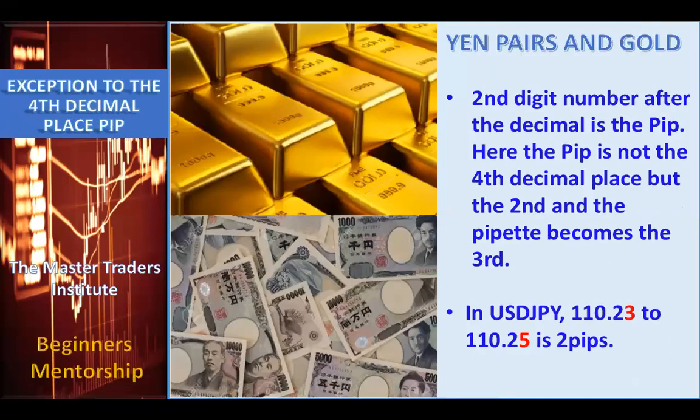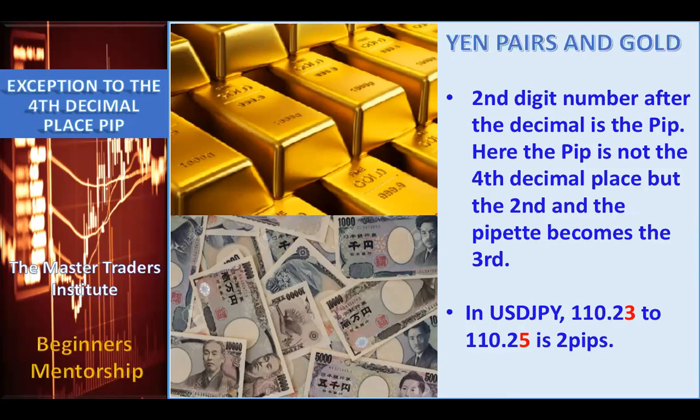Now, take a look at this Japanese yen. You'll find out that there is a difference. In USD/JPY, for instance, which is United States dollar and Japanese yen, you find out that we have 3 numbers before the decimal place. We have 110.23. That means when it comes to the Japanese yen, there are actually more figures before the decimal place. And that is why the 2nd digit number after the decimal place is the pip here.